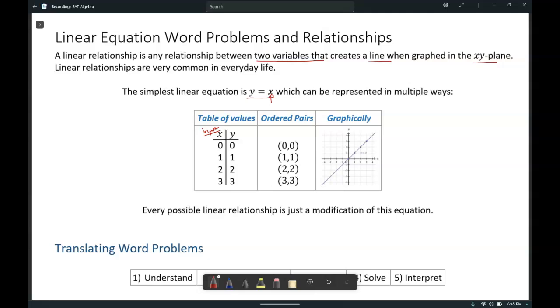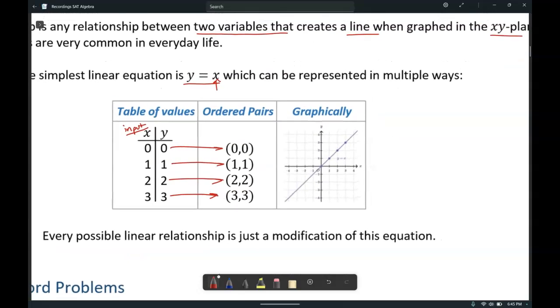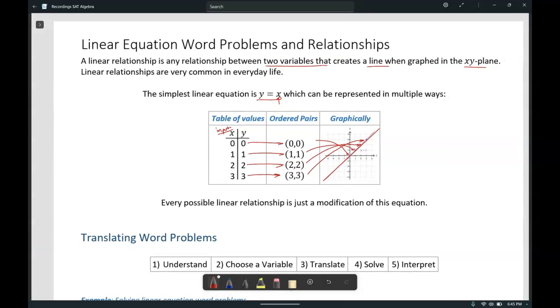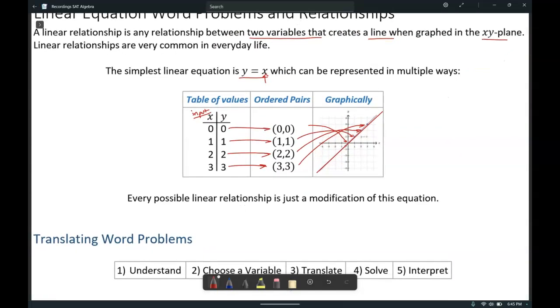So this table of values can then be converted into ordered pair points that we see listed here. And then those ordered pairs will correspond to points on a linear graph within the xy plane, and then we can graph the continuous nature of this line and we can see more details about its overall trend. So again, every possible linear relationship is just going to be a modification on this equation.